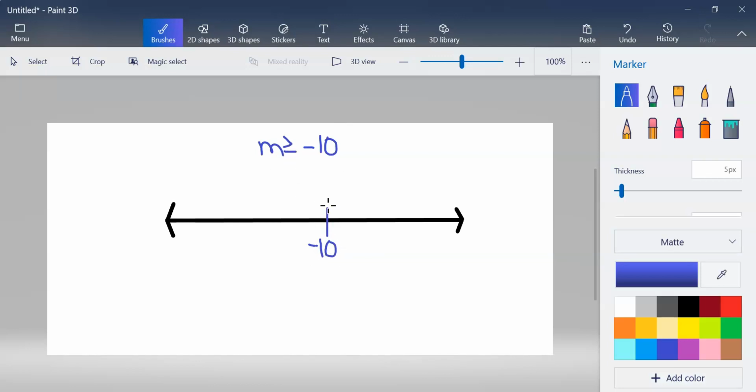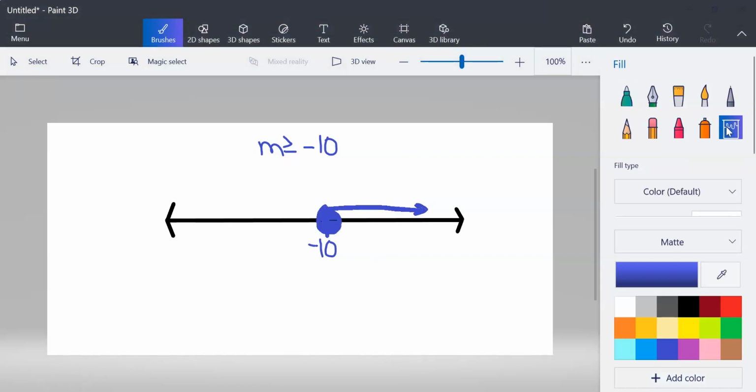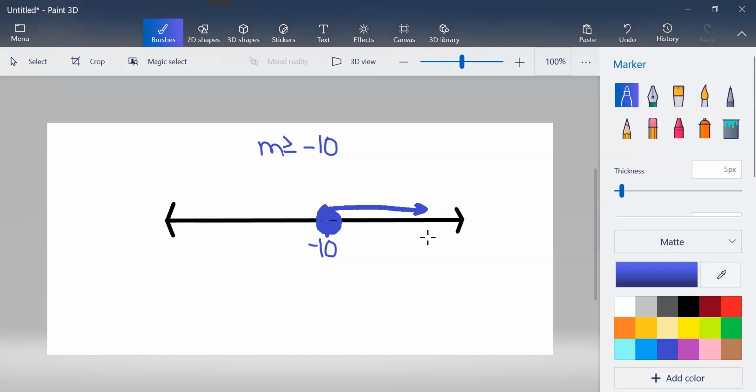Greater than or equal to means I need to draw a circle and point to the right. Now, ask yourself, do you fill this one in or do you leave it open? In this one, since we have the equal to, we've got to fill this in. So fill it in just like that. We have a filled-in circle, pointed to the right because it's greater than or equal to.